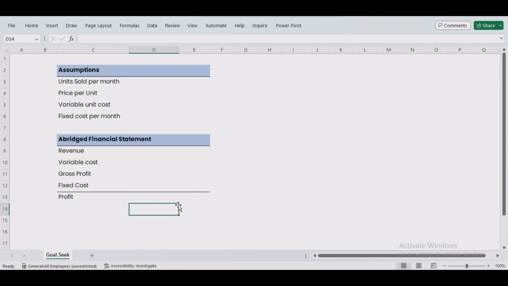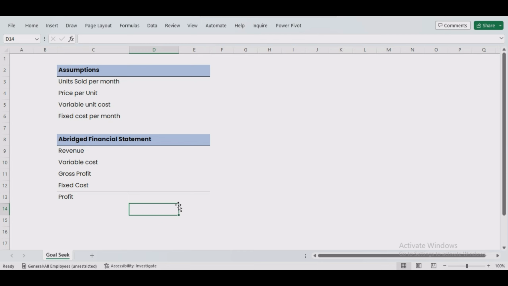So in today's episode we're going to look at a special function which is one of the what-if analysis functions. These functions are used to solve questions that ask: what if this happens, what would be the result? One such function is known as the goal-seek function in Excel.